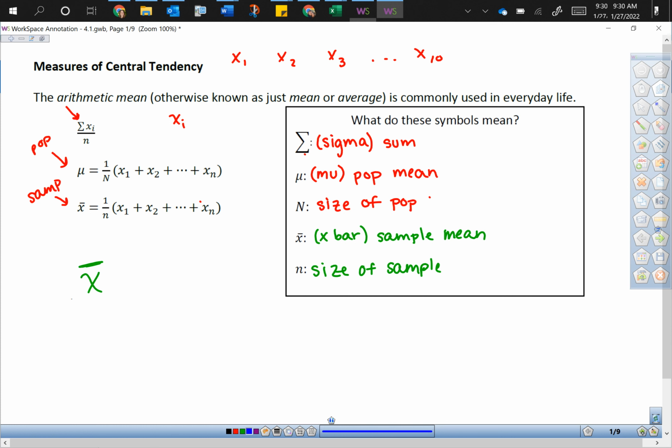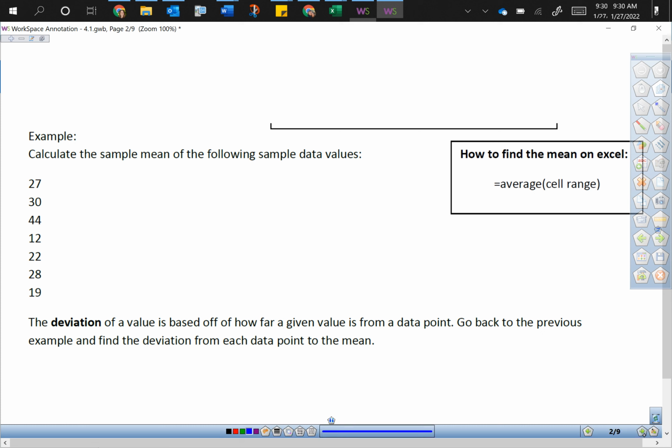So let's just do some examples here. The first thing we're going to talk about is sample mean. It says, example, calculate the sample mean of the following sample data values. So they literally just gave me a sample of data values. We don't know how many there originally were. It's just a bunch, and we just have to find the mean or the average. Now, since this is a sample, would that be mu or would that be x bar? That would be x bar.